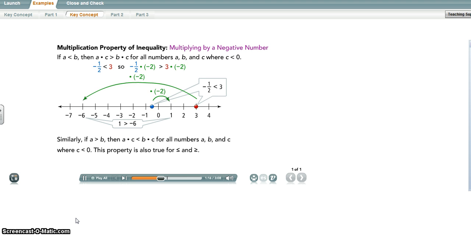Similarly, if A is greater than B, then A times C is less than B times C for all numbers A, B, and C, where C is less than 0. The multiplication property of inequality is also true for less than or equal to and greater than or equal to.